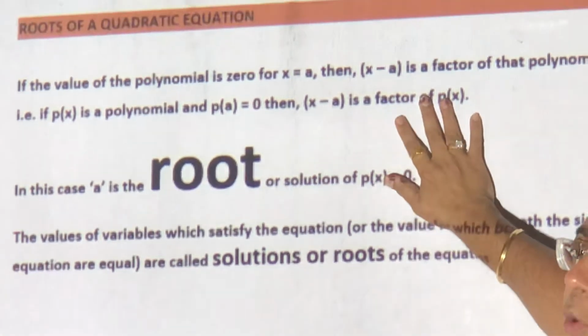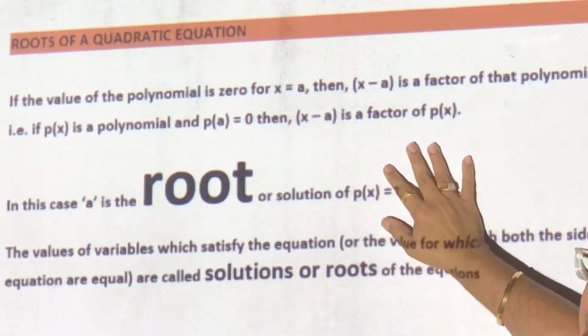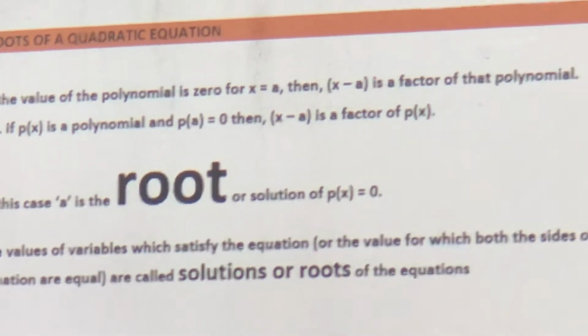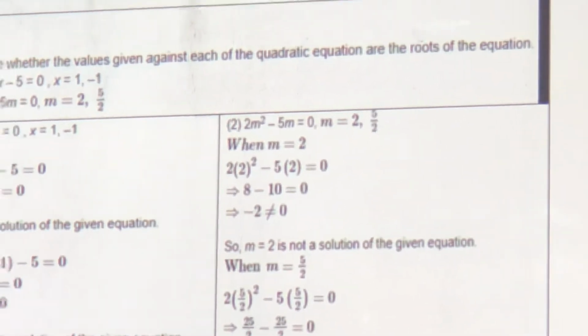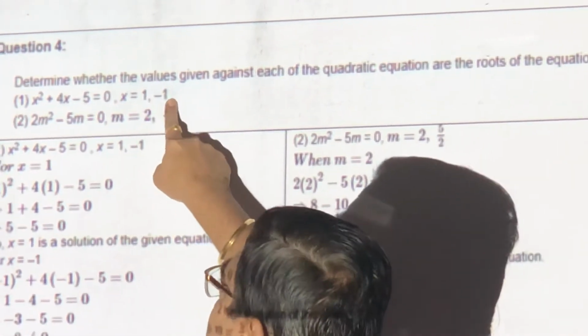Why did I put this theory? A 1 mark theory question, an MCQ, comes, so that is why root is basically the solution. The value you get for x is the root. Let us see why we studied that. Determine whether these values are roots or not. They have given me values, and I am supposed to say whether there are roots or not.